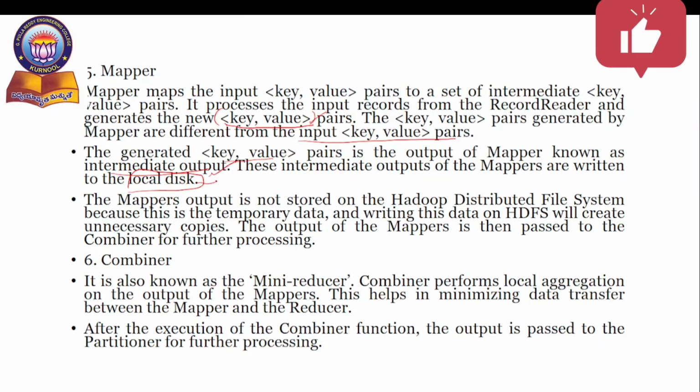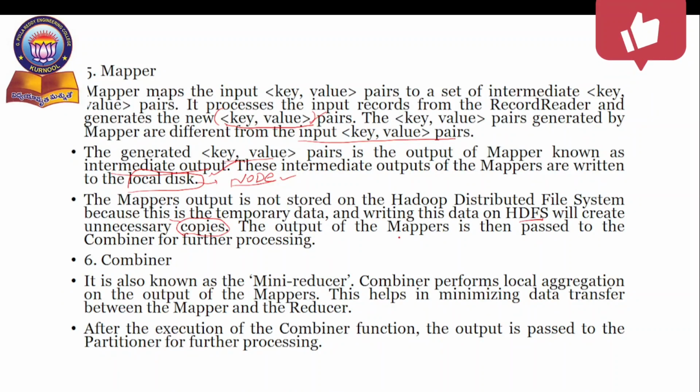So we are directly writing it to the local node, that is where exactly the mapper has executed its output. We are not storing directly to Hadoop. The mapper's output is not stored in the Hadoop distributed file system because the output generated by mapper is temporary data, and writing this data on HDFS will create unnecessary copies. So if you copy the intermediate output to the HDFS, it unnecessarily occupies disk space and also makes redundant copies of the data. So that is of no use.